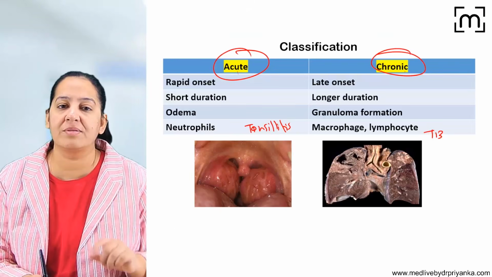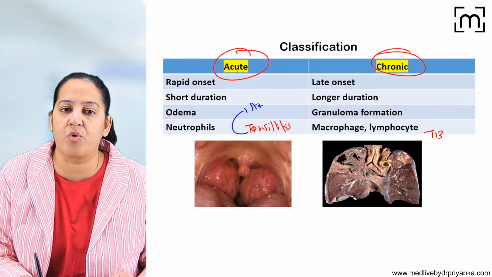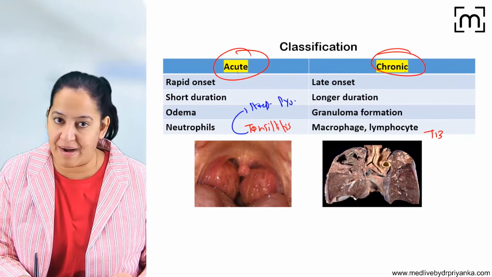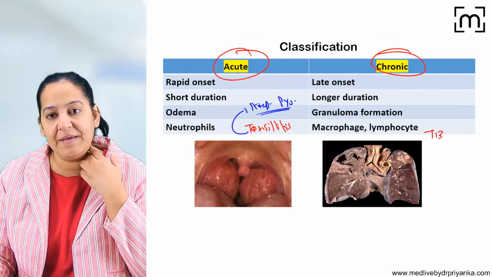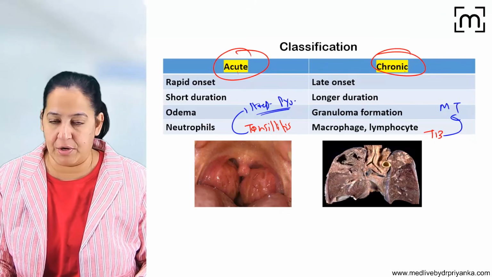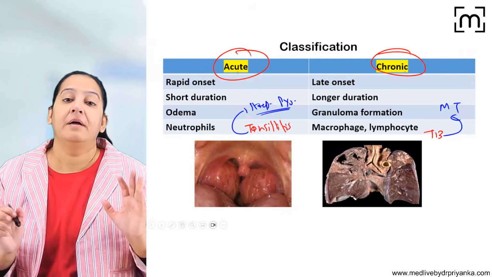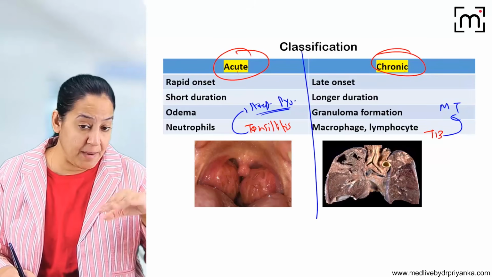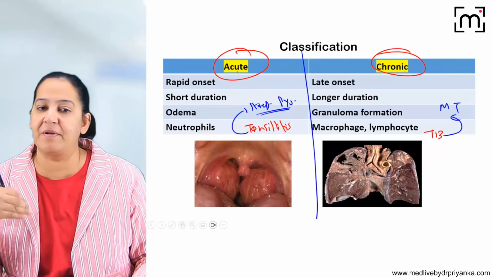For example, tonsillitis is caused by the bacteria Streptococcus pyogenes, the most common bacteria which causes tonsillitis. And TB is caused by a bacteria, Mycobacterium tuberculosis. Got it. Now, tonsillitis is an example of acute inflammation and TB is an example of chronic inflammation.